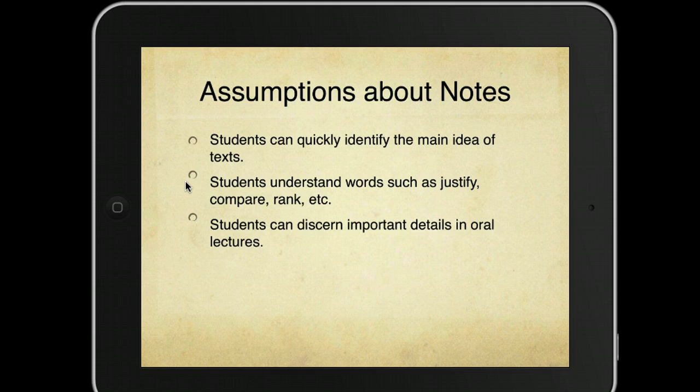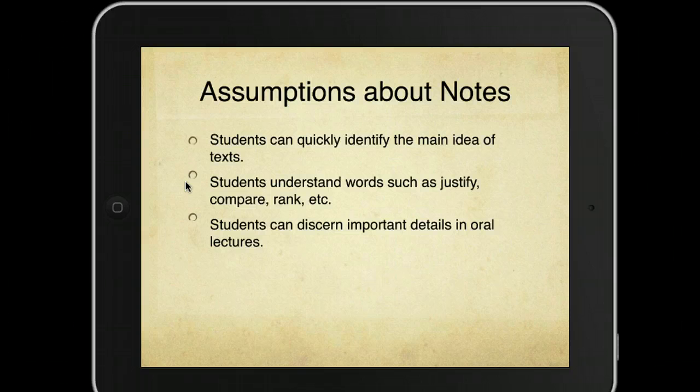Students also need to understand such words as justify, rank, and compare, what are called academic tier 2 words. If you think about tier 1 being everyday words, tier 2 being academic words like justify and compare, tier 3 are very specialized discipline words, like osmosis. Something you don't need in everyday life, but you need in a specific discipline.